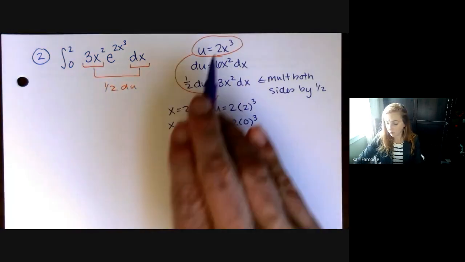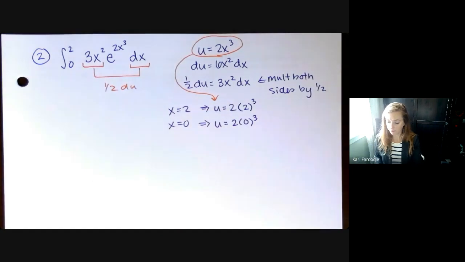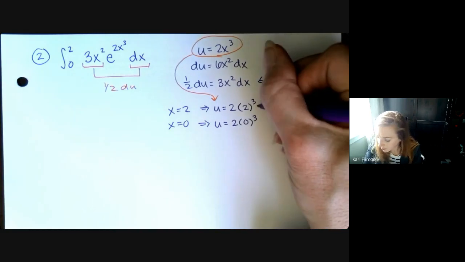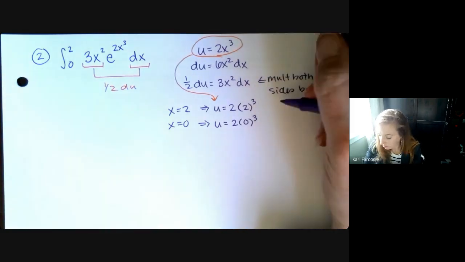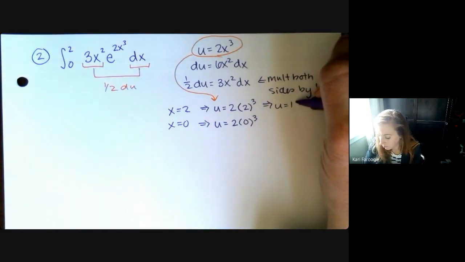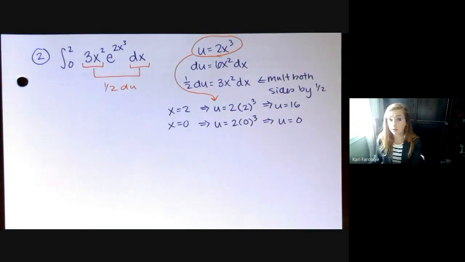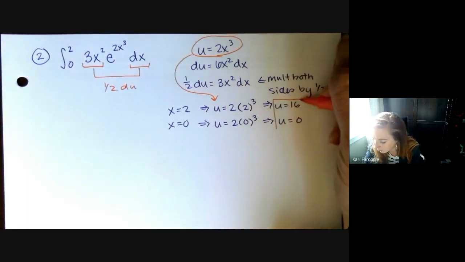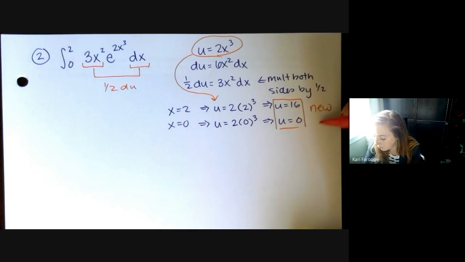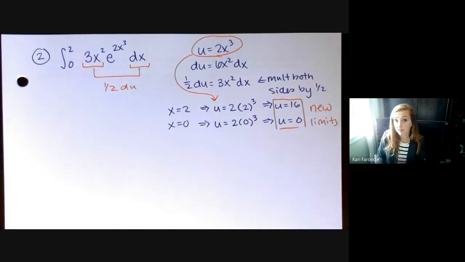Okay, so anywhere you see x, swap out or substitute it into this expression. And then you'll get u equals 16 and u equals 0. These are the new limits of integration. And that means that we're not going to back substitute when we're done. We're just going to apply the FTC when we rewrite our integral. This is awesome.